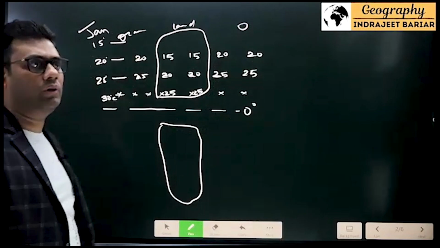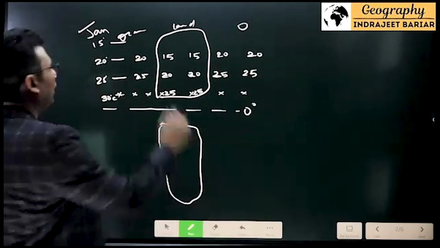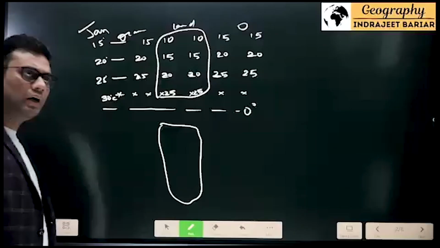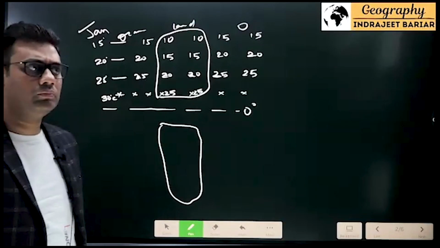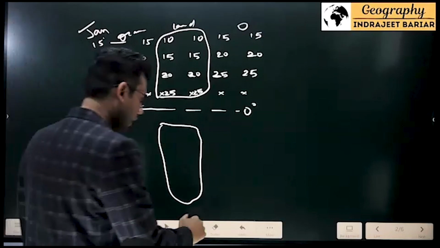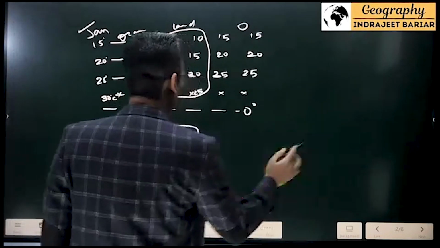Agree everyone with these numbers? And likewise 15, 15, 10, 10, 15, 15. बनाया isotherm. Now I have all the values. If I draw the isotherm, what it would look like?